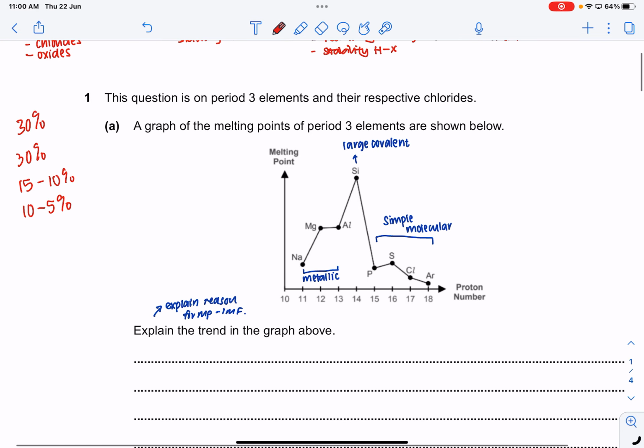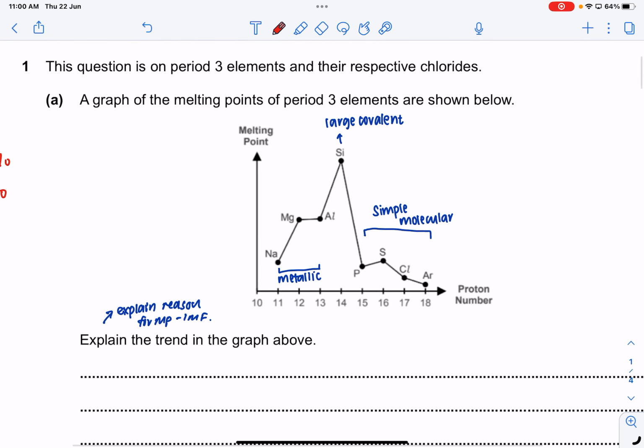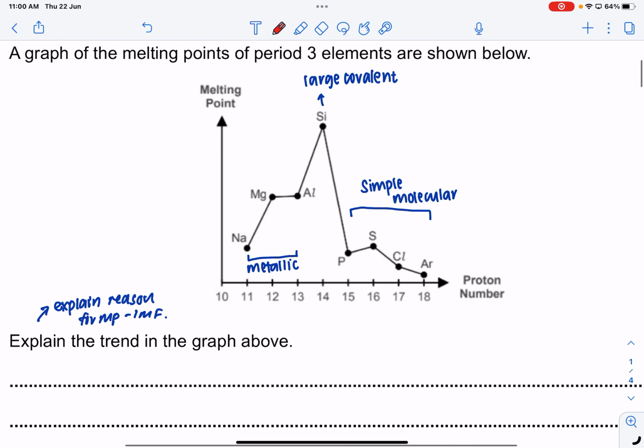Let's look through question 1. This question is on period 3 elements and their respective chlorides. This is a memorizing question. They ask you to explain the trend in your melting point, so you can memorize it, because it's just a trend. From sodium to silicon it goes up, and after phosphorus to argon it's going down. So you need to explain accordingly.